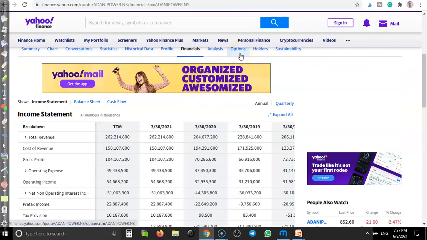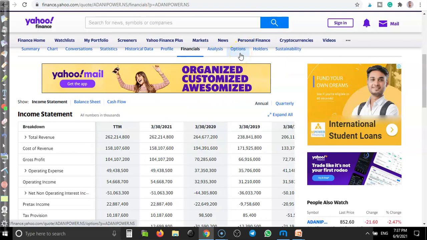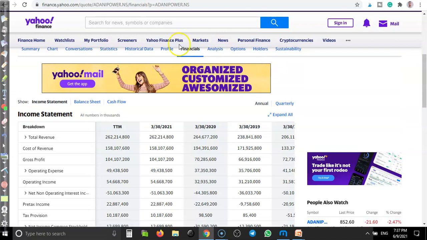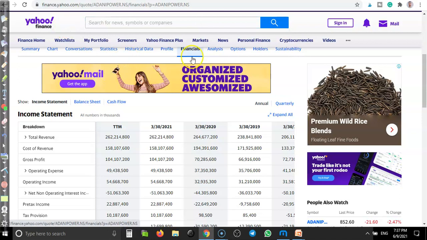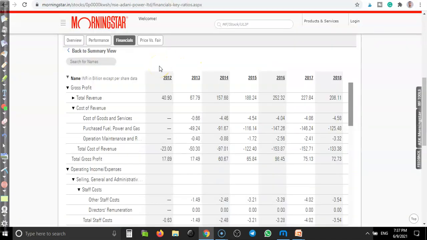To find out this data, you can use this website. This is called Yahoo Finance, and you just go to Google and type Yahoo Finance, and after that you just put the company name here. All right, so I just put it in here. Or you can use another website. This is called Morningstar. All right, Morningstar, it is an international website.